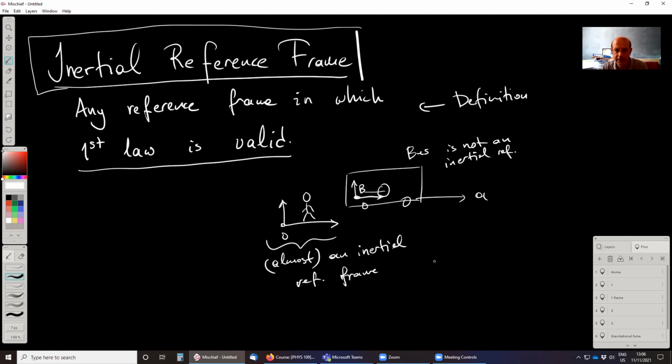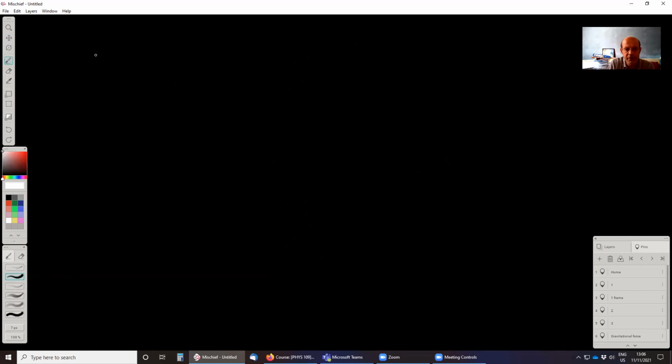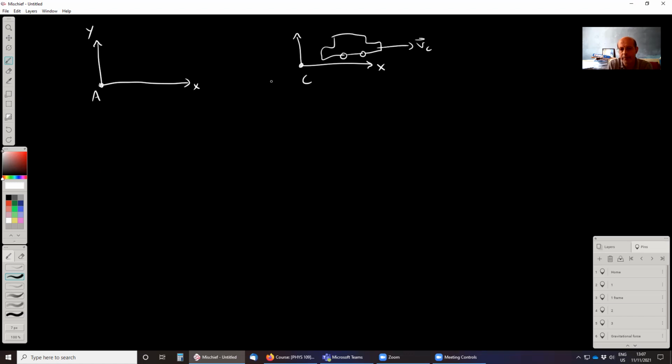All right, so let me pass to the second point. Suppose I have a reference frame with origin A, and let's say that I have another reference frame in here, let's say C, for example. This might be a car, for example, which might be moving with some constant velocity, right?